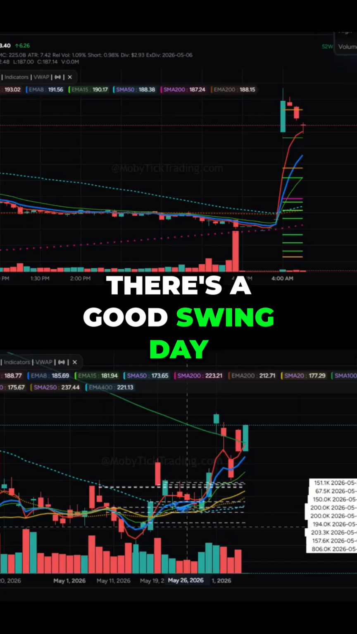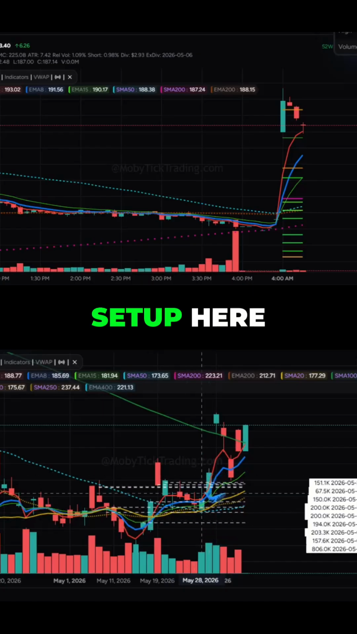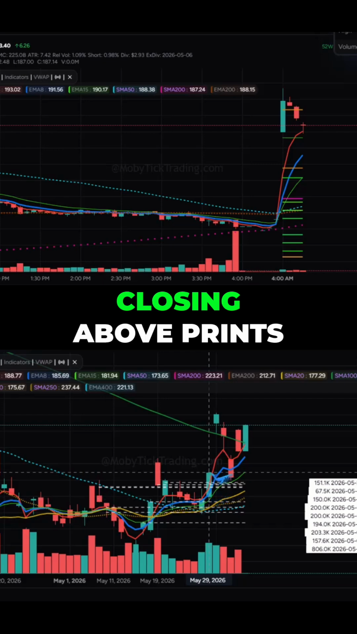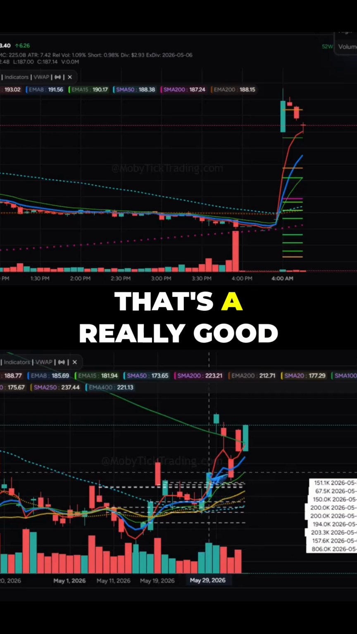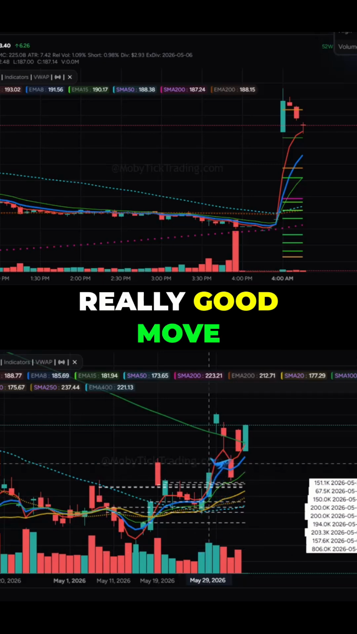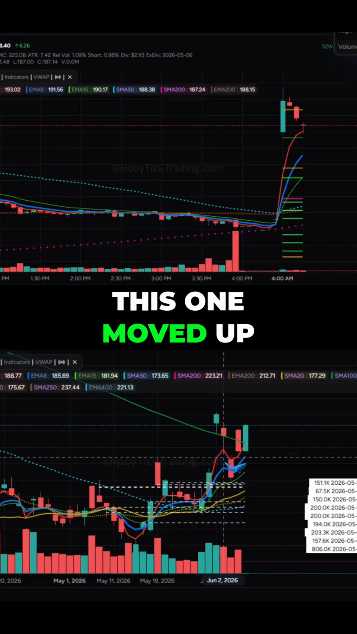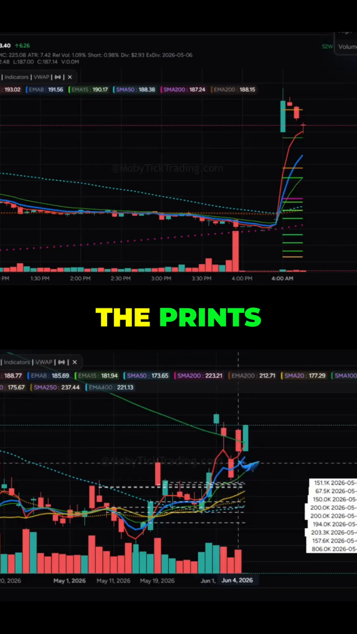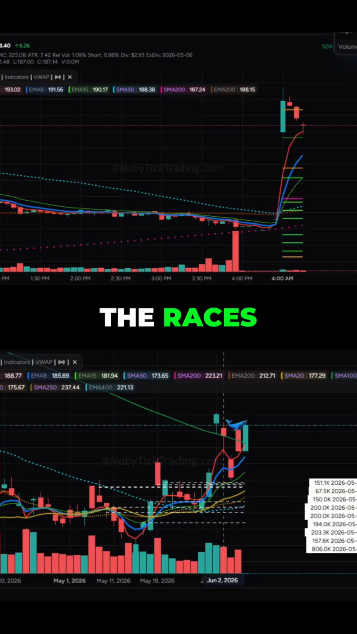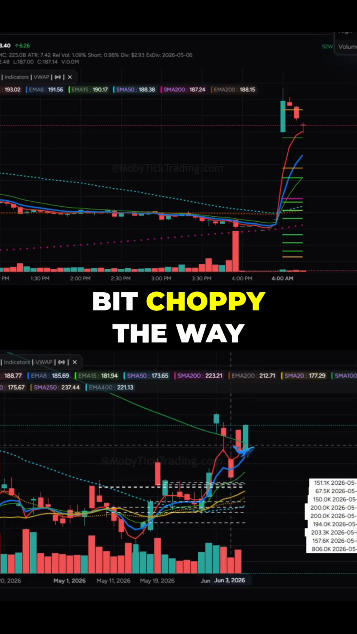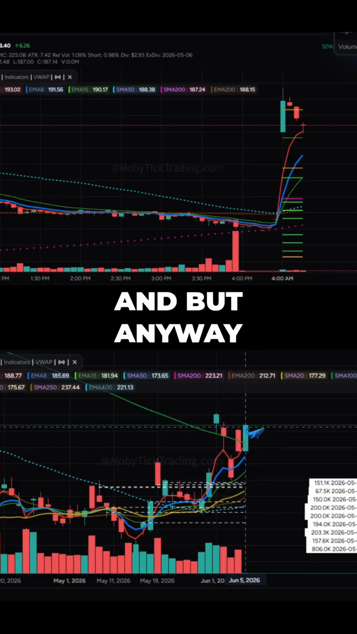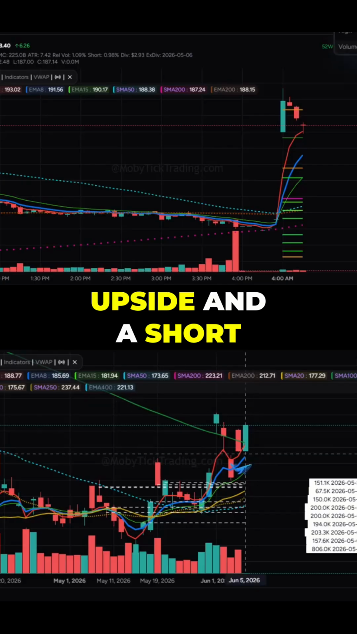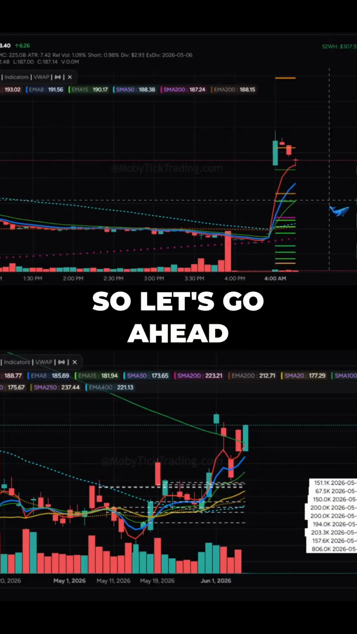There's a good swing day. This is a great setup here. I always call this out for swing trading. Increasing volume, closing above prints. Look at that, that's a really good move. This one moved up, back to test. That's a 15 simple moving average back to the prints. Now we're off to the races. This one's looking a bit choppy the way that it's trading. But anyway, we've got a trade to the upside and a short retracement trade. So let's go ahead and look at that.